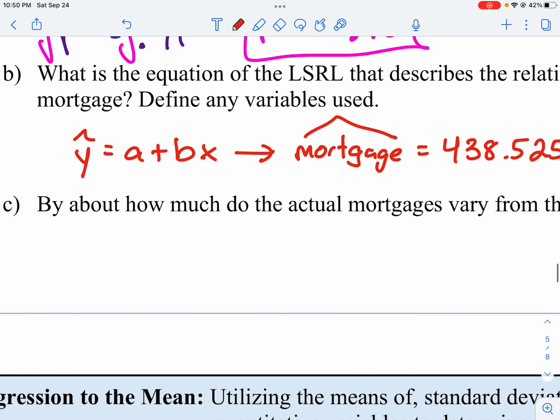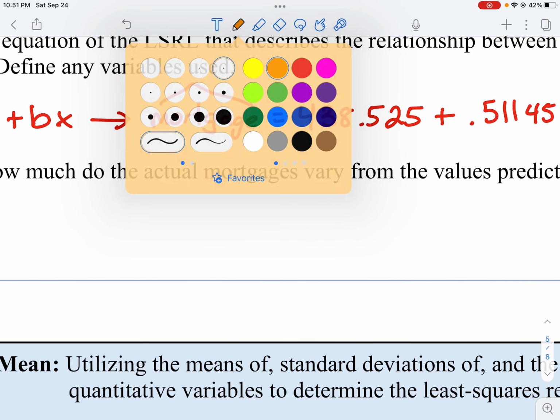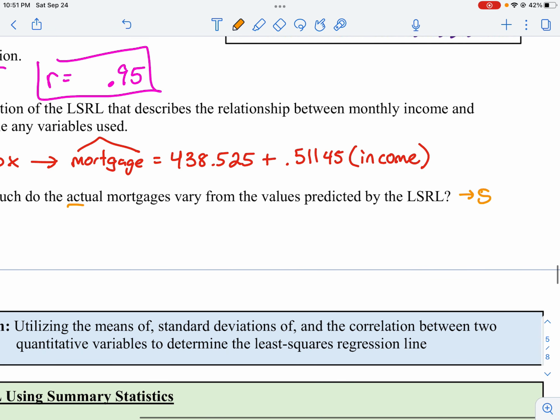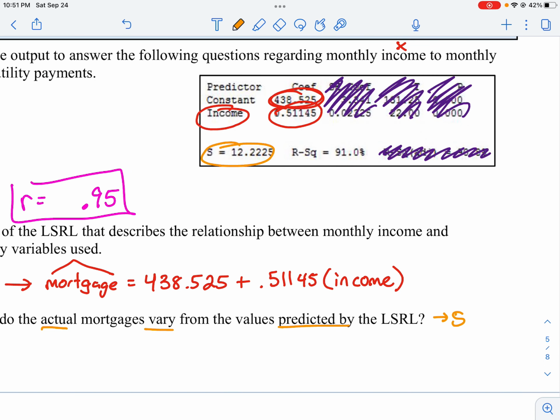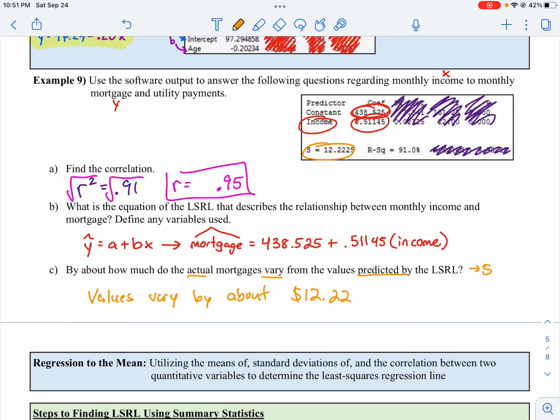Lastly, by about how much do the actual mortgages vary from the values predicted by the least squares regression line? This is asking us for S. What is the standard deviation of the residuals? How much do the actual vary from the predicted? And I can see that value right here. Okay. Values vary by about $12.22.